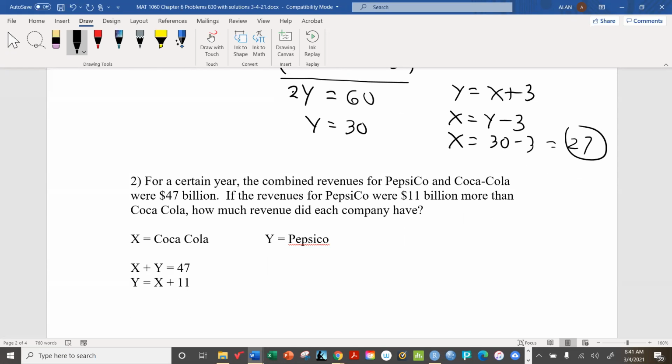PepsiCo's revenues were higher by 11 than Coke. And by the way, I happen to know that that's because of the snacks division. Apparently, they own Frito-Lay, and apparently the Frito-Lay division is more profitable than Pepsi itself. And I don't know if they appreciate that, but I know people who work there, and that's what they've told me, that the reason for this is because of that snacks division.